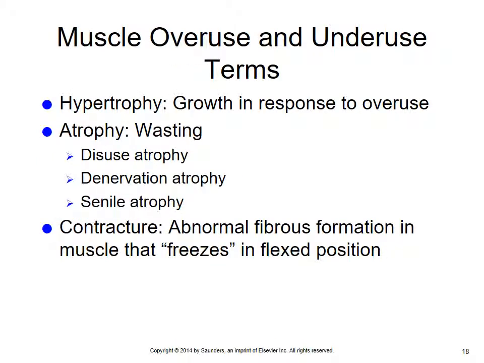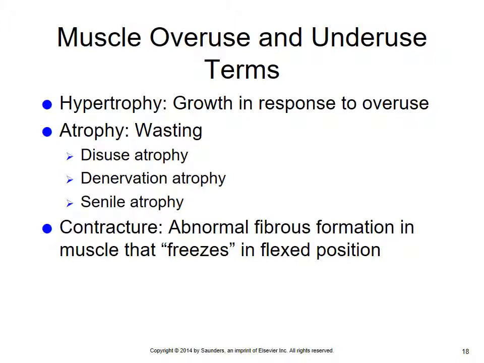Let's look at muscle overuse and underuse terms. The first term listed is hypertrophy, which the definition says is growth in response to overuse. In some cases, hypertrophy could be desirable. If someone wanted to bulk up or body build, that's the desired outcome. If they were working out at the gym all the time to bulk up their muscles, again, that would be desirable. However, cardiac hypertrophy is undesirable, because the heart increases in size because it's being chronically overworked, such as when a person is suffering from hypertension, high blood pressure.